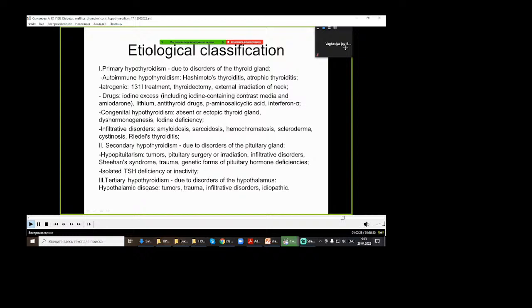The next group, secondary hypothyroidism due to disorders of the pituitary gland. The examples may be hypopituitarism in case of tumor, for example, or pituitary surgery and irradiation. Or it may be isolated thyroid stimulating hormone deficiency or inactivity. The next, tertiary hypothyroidism due to disorders of the hypothalamus. So hypothalamic diseases such as tumors or trauma or infiltrative diseases.